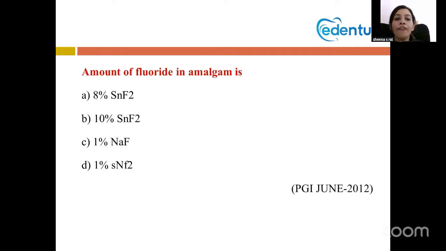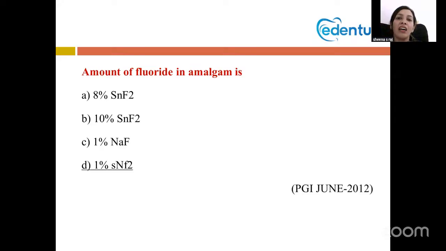What is the amount of fluoride in amalgam? It is 1% of stannous fluoride that is present. What is the advantage of adding fluoride to amalgam? We know that fluoride has the potential to remineralize and has an anticariogenic property. It prevents secondary caries formation beneath the restoration, which is one of the most important problems with amalgam and composites. So in amalgam, it prevents secondary caries formation.